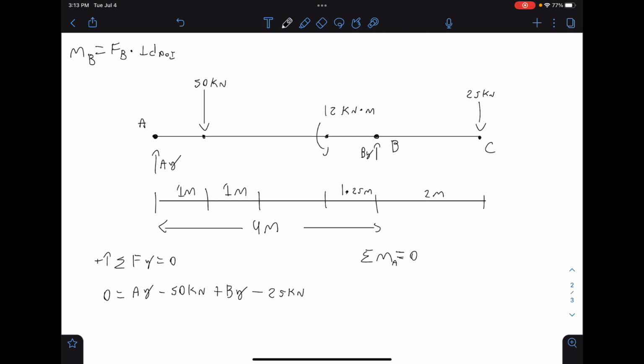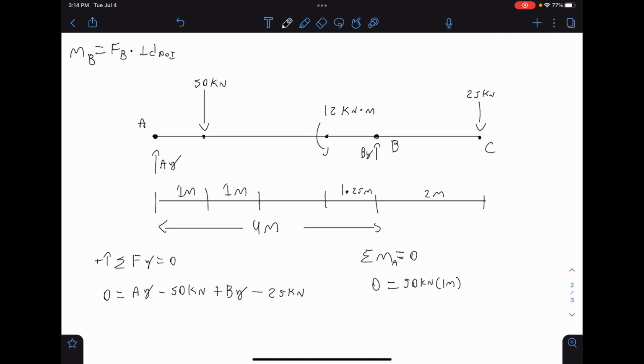So 0 equals, and let's start at A here. So we don't include A. Now we've run into a force. So force is 50 kilonewtons. And what is its distance to A? 1 meter, right? So times 1 meter.